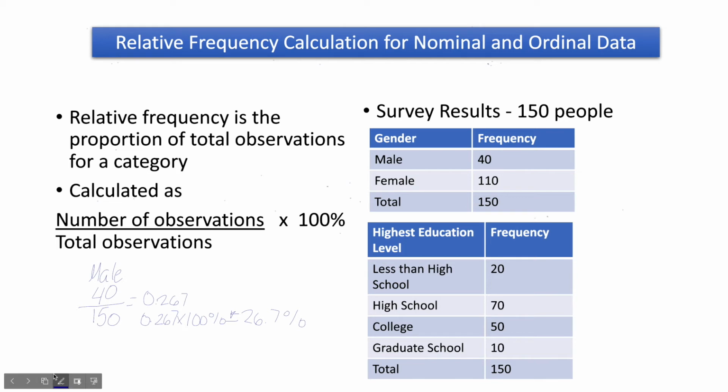Now, let's look at the number of females. So let's calculate the relative frequency for the number of females. So we have 110 divided by 150, which equals 0.733, and we multiply that by 100%, which equals 73.3%.